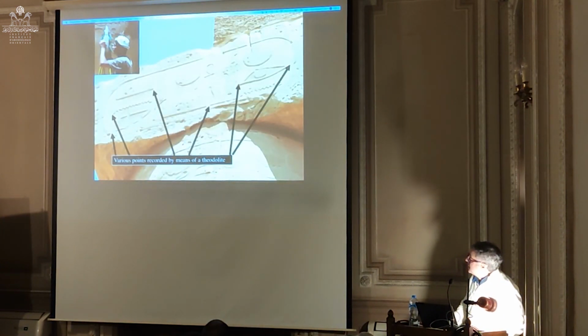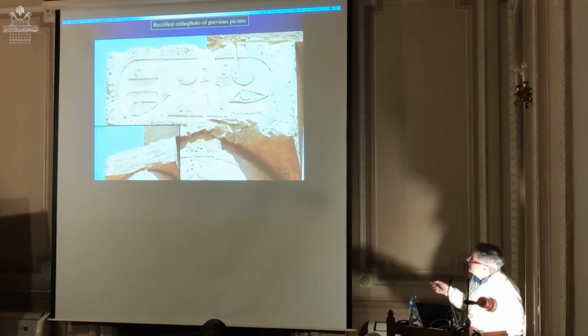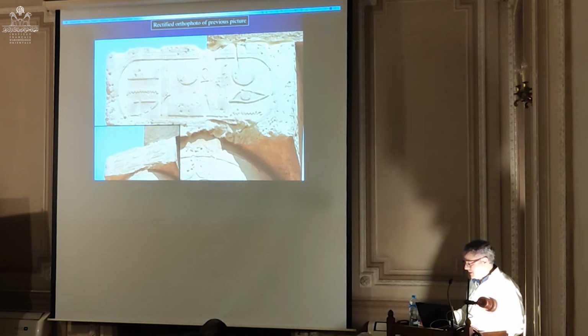Or again, we rely on photogrammetry using a theodolite that measures and records certain significant points on the abacus, and then this picture is straightened. So this is exactly the same abacus as this one, with the shots taken from the ground up, and this is the abacus after photogrammetric treatment.